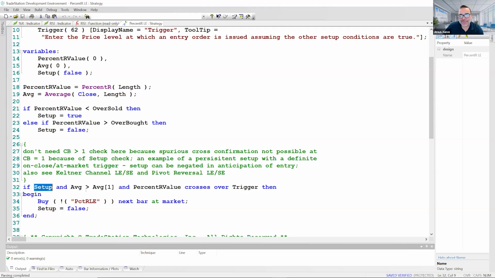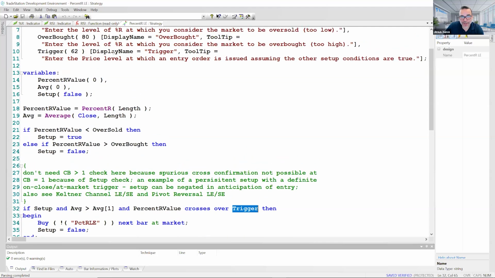That's the setup. But then it's looking for the average to be greater than the average 1 bar ago. And this is a simple average, just a simple moving average. And then the percent R crosses over the trigger. And the trigger, if you look up here, is not the 20 over the oversold. It's actually a 62. So the conditions are a little bit more restrictive, because not only do you have to be oversold, but it's also looking for an average to be going up, and then it has to cross over the 62 in order to generate that buy order.